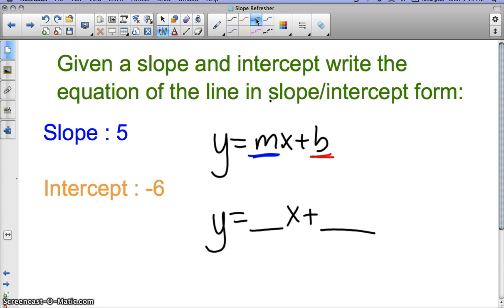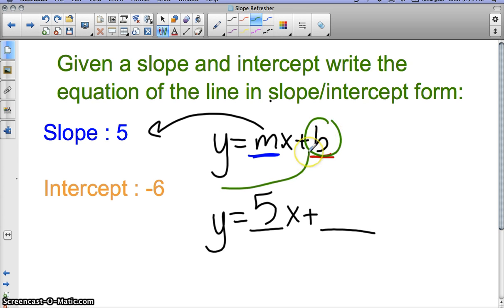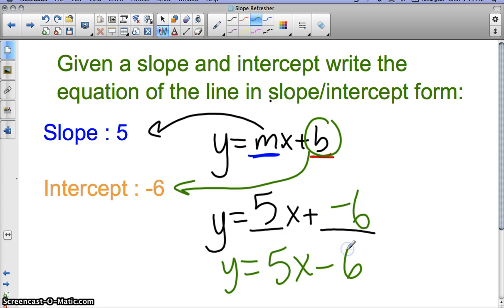So again, m is my slope, plug it in, and let's see if I can get green this time. b is my y-intercept, plug it in. And I know some teachers don't like having plus a negative, so you can rewrite it as y equals 5x minus 6.